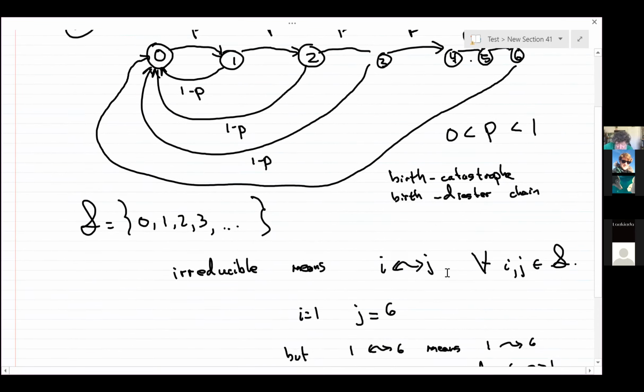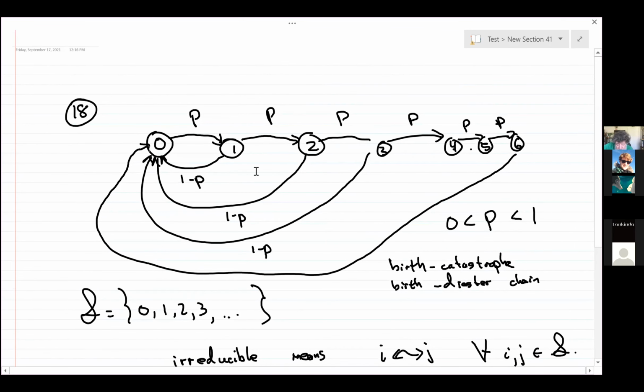I'm trying to say that no matter what i and j you choose here, there's a positive probability. Suppose i is the smaller number: going from i to j is directly just straight up motion. And if j is the bigger number, in order to get from j to i, you're going to have to eventually have a catastrophe and then work yourself up to i again. So that says it is irreducible. That's part A.